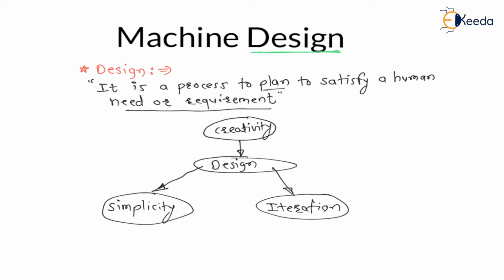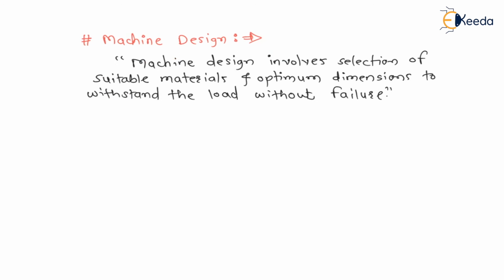Now we have to perform various experiments and iterations on this idea, and we have to select the best design. Whatever may be the best design, that we have to select, and according to your design you have to go for manufacturing of that machine. In short, we can define machine design.